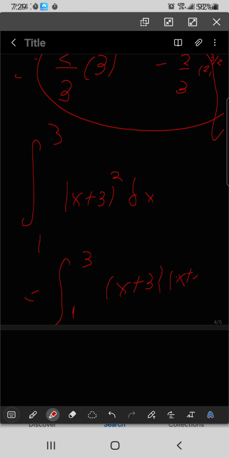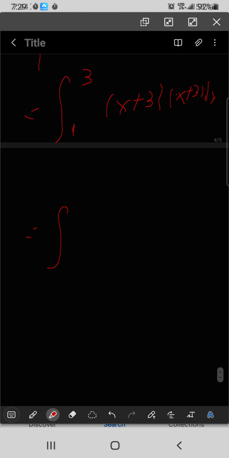Now let's try this problem. The integral evaluated from 1 to 3 of (x plus 3) squared dx. Now we can either use u substitution or we can use FOILing. Let's do both of them. So first, let's use the FOILing method. This is the integral from 1 to 3 of (x plus 3) times (x plus 3). And it's FOILing now. So x times x is x squared. X times 3 is 3x. 3 times x is 3x, and then 3 times 3 is 9.